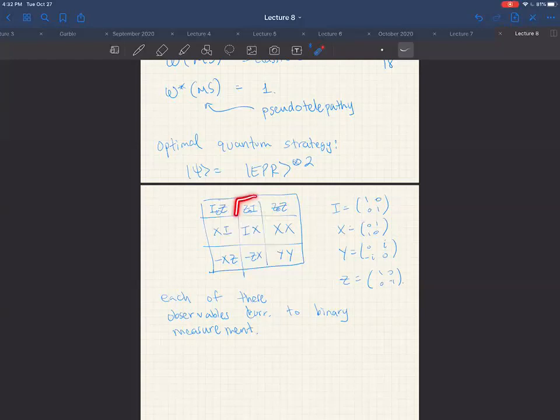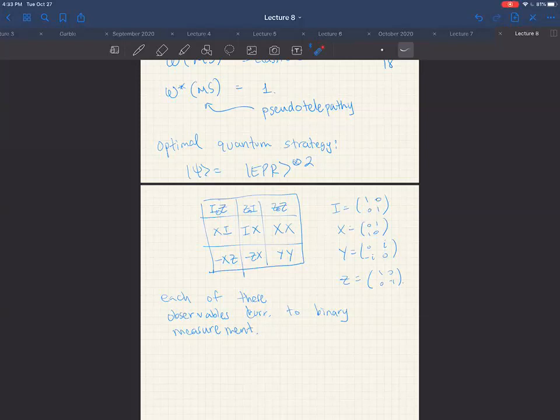She's going to measure using ZI, so she's going to get a bit. She calls that A1. Then she's going to measure the same two qubits using this observable, IX. She's going to get another bit, A2. And then finally, she's going to measure with minus ZX and get her final bit, A3.